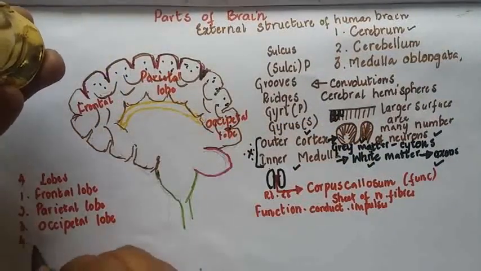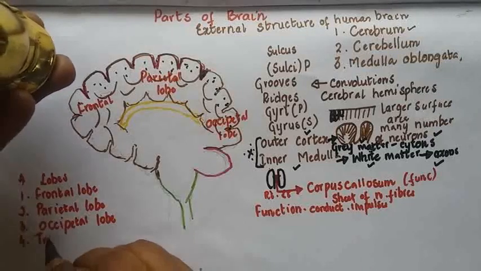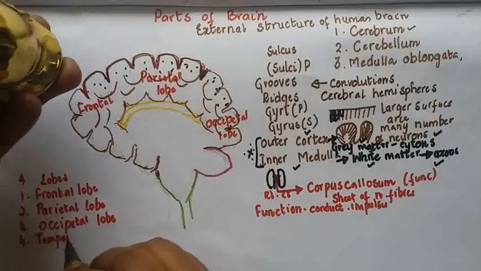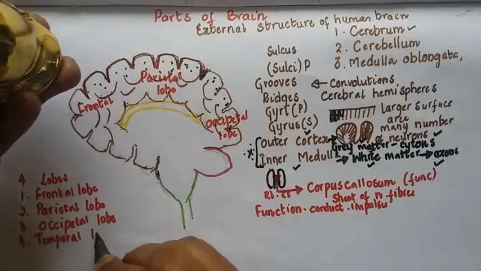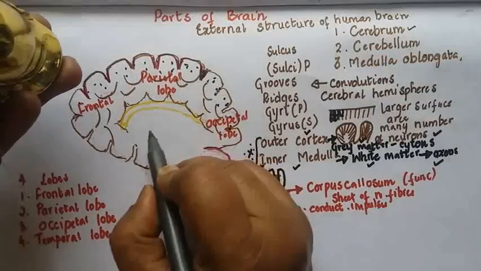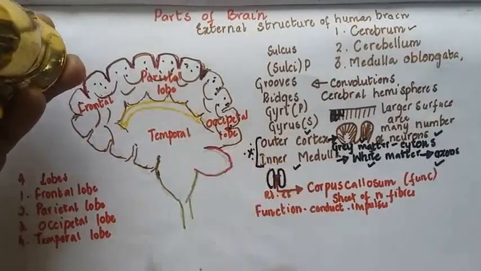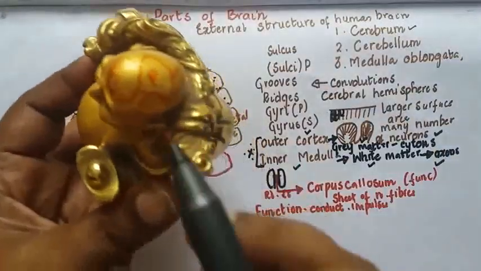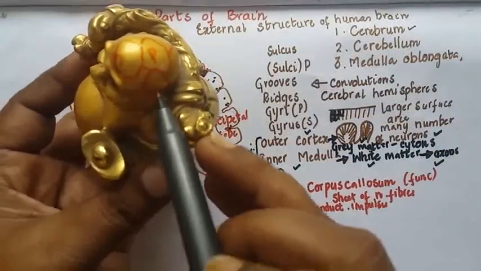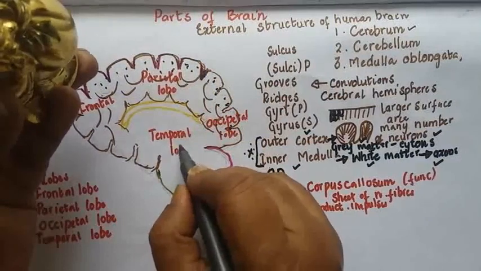Along with that, we find one more region known as the temporal lobe, which is very, very close to your ears. The region just behind your ears is known as the temporal lobe.